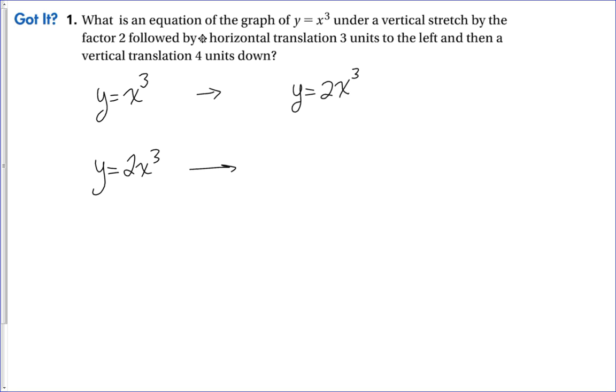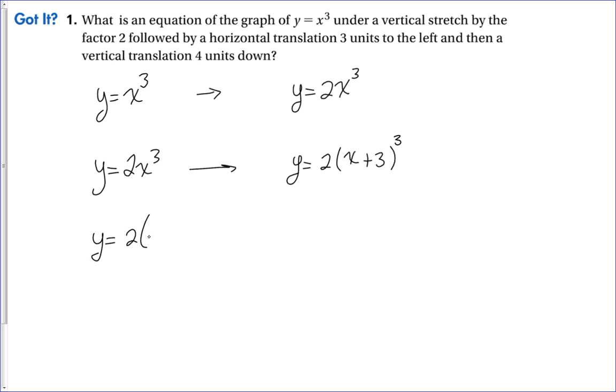All right, and now it's a horizontal translation 3 units to the left. So we know we're going to be dealing directly with the x. So we're going to have some parentheses here. So y equals 2 parentheses, and we know it's still cubed. It's 3 units to the left. Going to the left, remember, is a positive. So it's x plus 3. All right, so this was our stretch. This was our translation 3 units to the left.